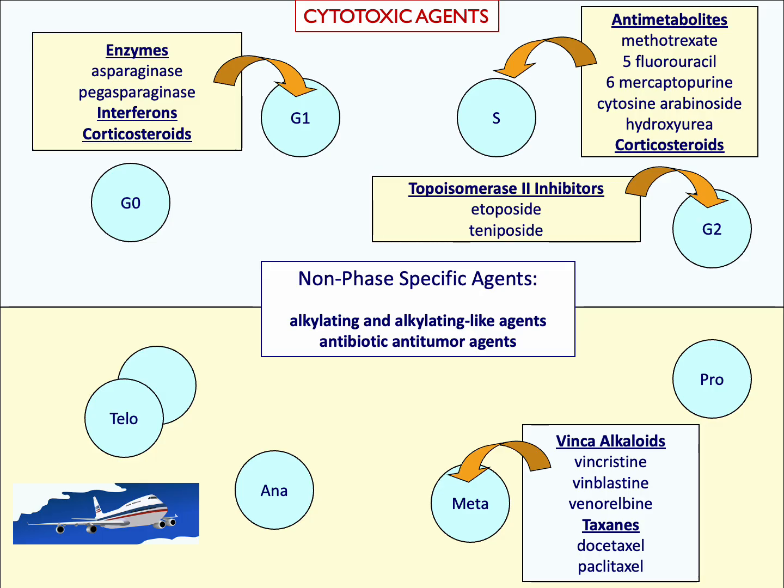This graphic, and no need to really focus on the details of this, will demonstrate for you a sort of depiction of which agents are more specific for certain points in the cell cycle and cell division. So for example, the antimetabolites like methotrexate are effective in the S phase. The topoisomerase inhibitors are in G2, whereas the enzymes are more specific in G1. And then the vinca alkaloids in the metaphase and the like.